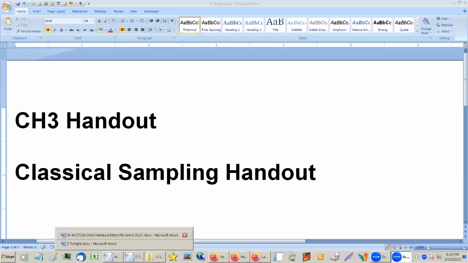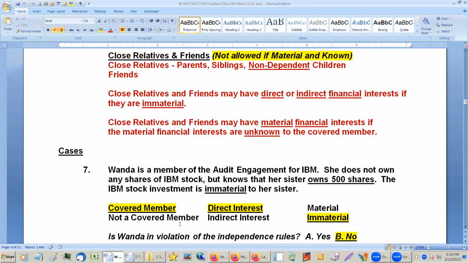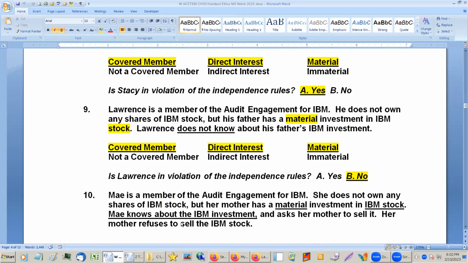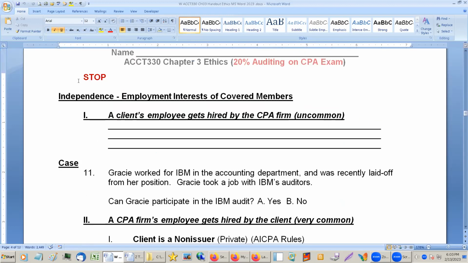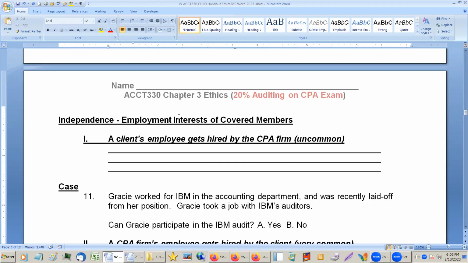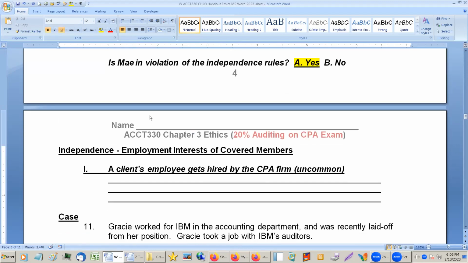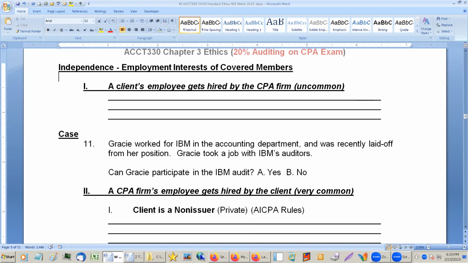But let's go to the chapter 3 handout. And this whole chapter 3 handout, it says ethics, but a huge part of it is about independence. Here we go, employment. What is this, page 5? It sounds a little bit wacky, but they take it very seriously. It's 20% of the auditing CPA exam. So it's a very serious thing.